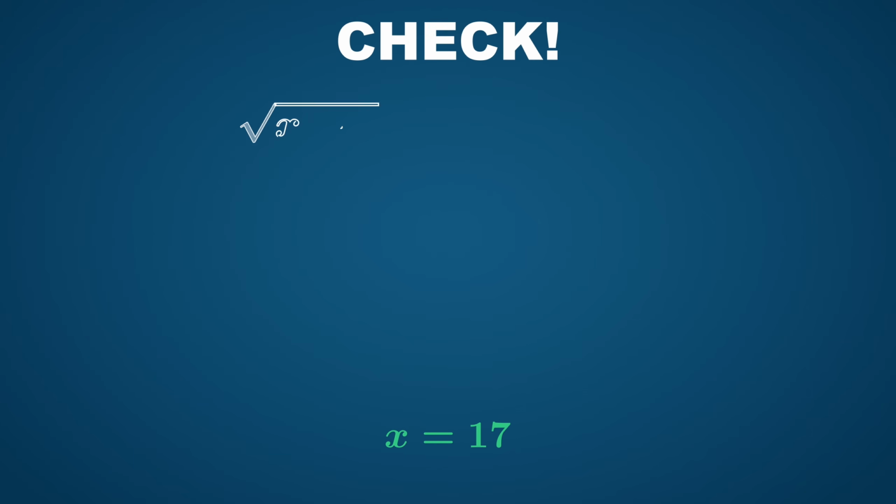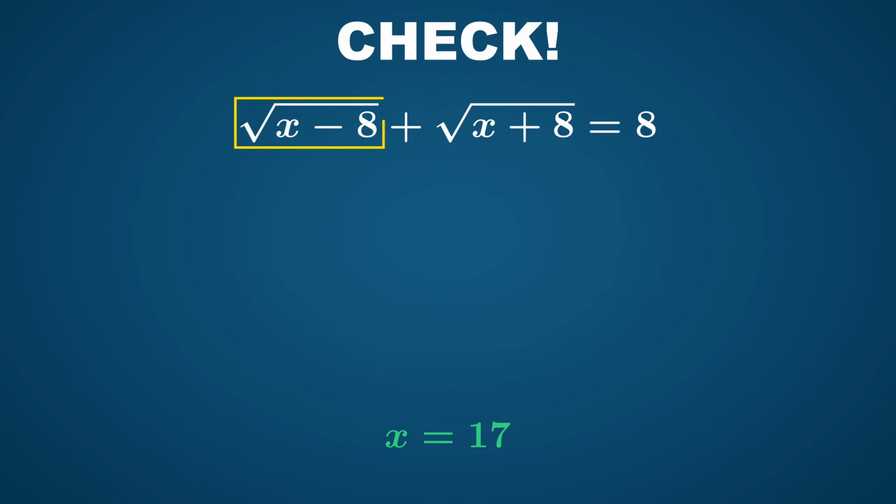The original problem was the square root of x minus 8 plus a second root. The second root was the square root of x plus 8, and the sum equaled 8. We will now replace every single instance of the variable x with 17. Let us focus our attention on the first radical expression in the equation. We substitute 17 in place of the variable x inside this first radical. This gives us the expression 17 minus 8 inside the square root symbol.